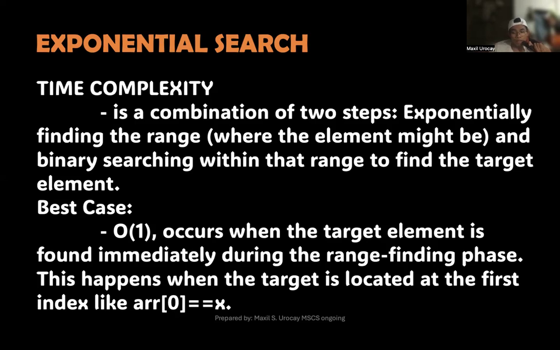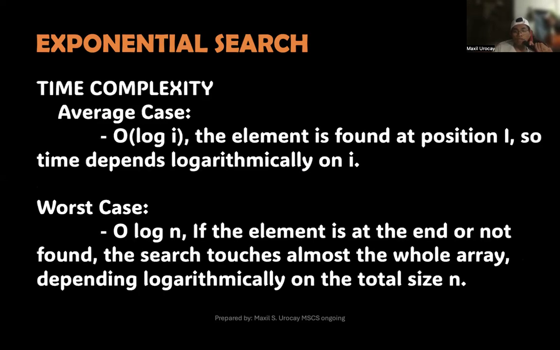So if your array at 0 is equal to your target, definitely that is the best case. The average case is logarithmic in i, where the element is found at position i, with time depending logarithmically on i, which is your index. The worst case is also logarithmic. If the element is not in the array or not found, the search touches almost the whole array, depending logarithmically on the total size. There will be a lot of checking steps that you have to do, and it will take a lot of time.